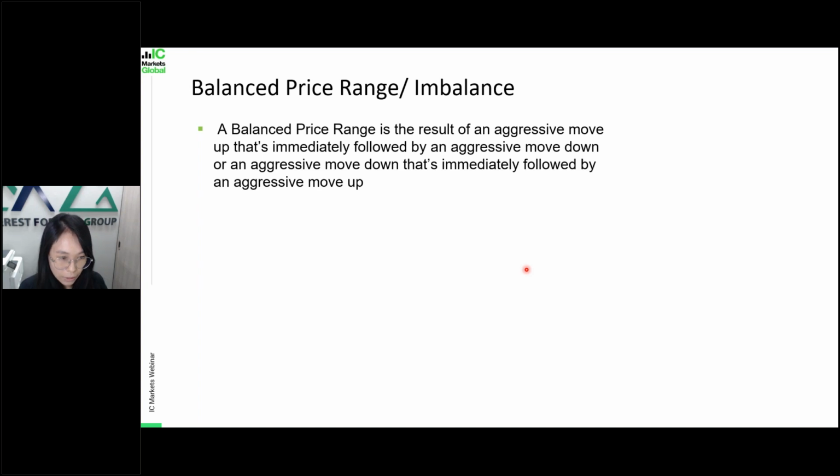What's left after either of these instances is essentially a double fair value gap, which can act as a magnet to the price before a continuation move higher or lower. So after the aggressive move, there is a double fair value gap which acts as a magnet to the price before a continuation move. Balanced price ranges can sometimes signal the beginning of a market structure shift, and price can often retest and also reject from this area.